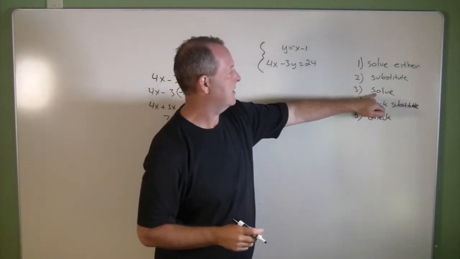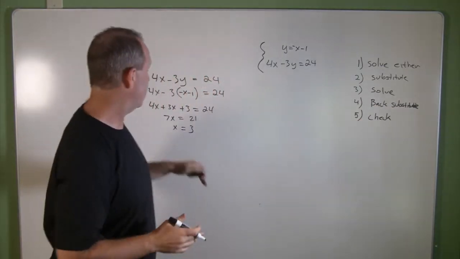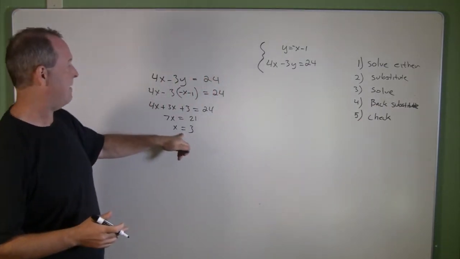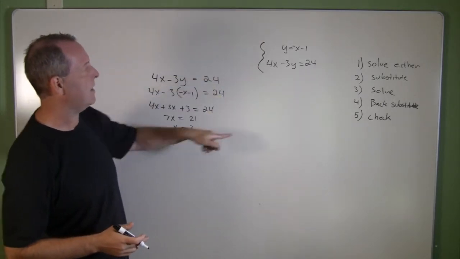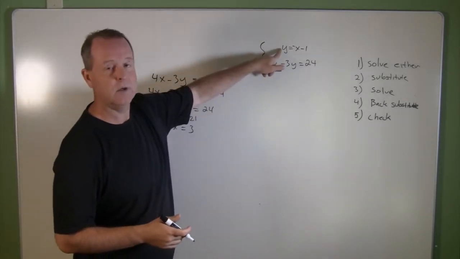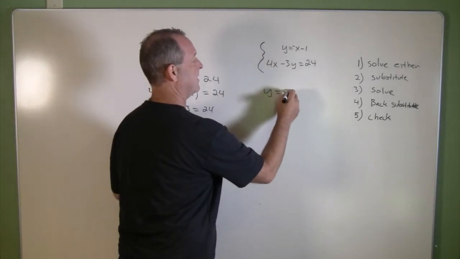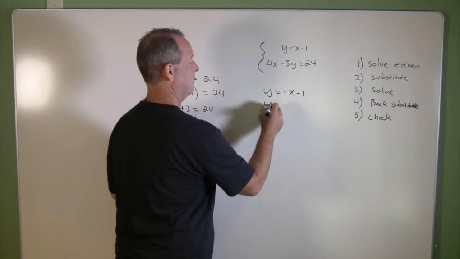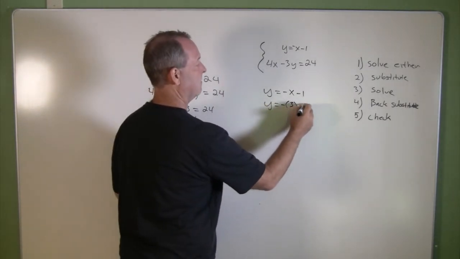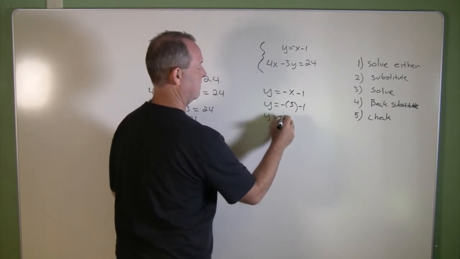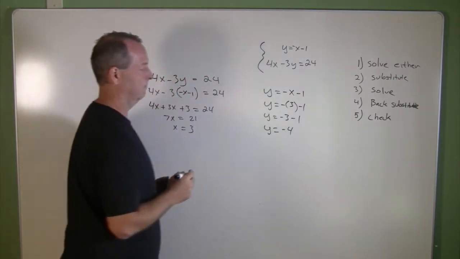So what I'll do now is, I solved it, now I'm going to back substitute. What that means is I'm going to take this solution that I got from substituting into this equation and back substitute this 3 into the other equation. So y equals minus x minus 1. y equals minus x, x I found out to be 3, minus 1. And that leaves me with y equals minus 4.